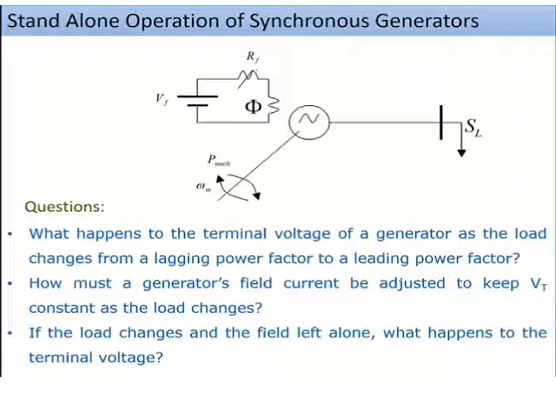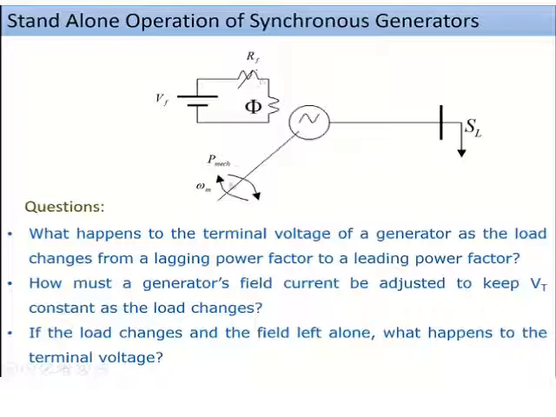Second question: how should the generator field current be adjusted to keep Vt constant as load changes? If the load changes and the field is left alone, what happens to the terminal voltage? So this is the field circuit or rotor circuit. This is the flux. This is the field voltage or excitation which is provided. So here E would be induced. We are going to keep the excitation constant.